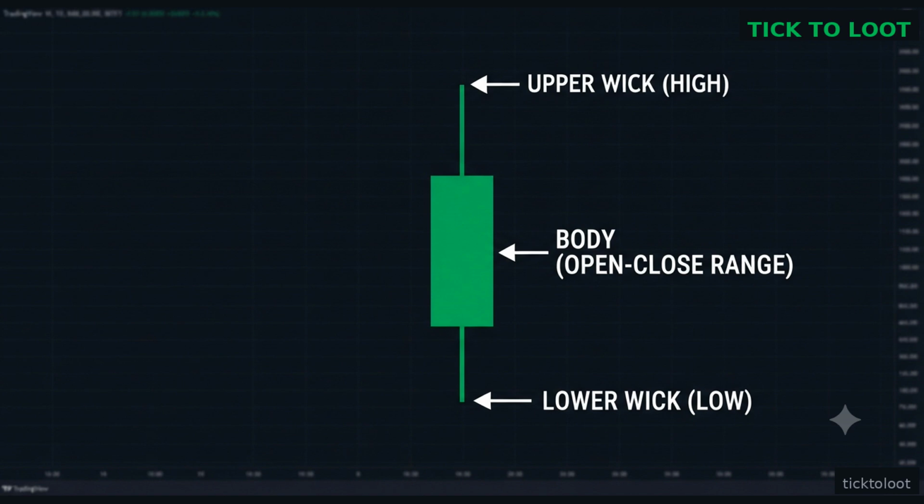Let's take a closer look at this candlestick. What's the body telling us? Is it large or small? What about the wicks? Are they long or short? Use what we've learned to describe what this candlestick means.